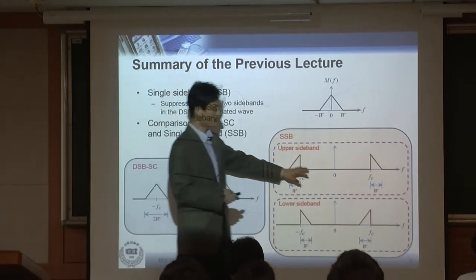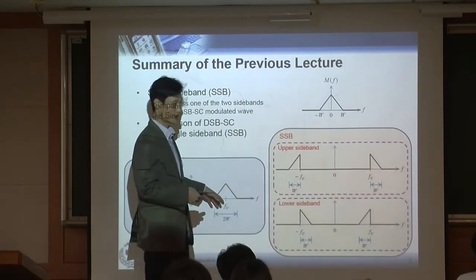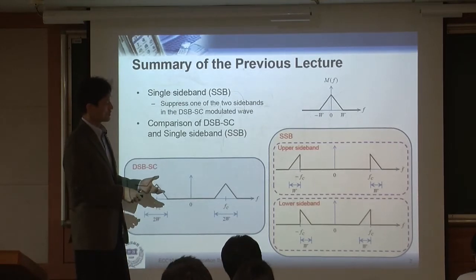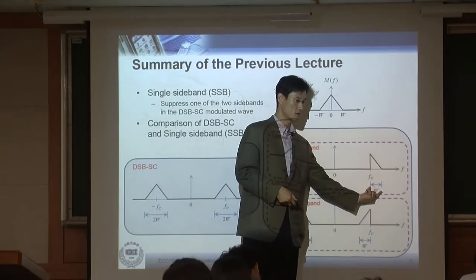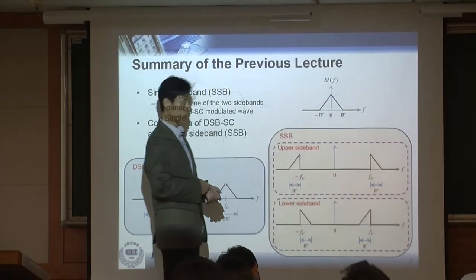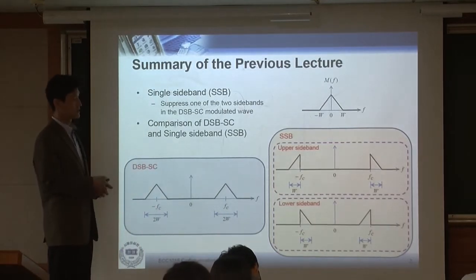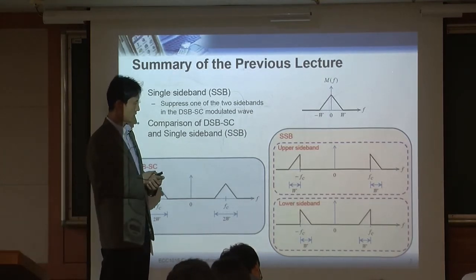But in single sideband, your bandwidth is half of the bandwidth of double sideband, right? So the advantage of single sideband is that you are using a narrower bandwidth, but you can still transmit the same information. So it's much more efficient because you use only a small amount of spectrum. That's the main reason.